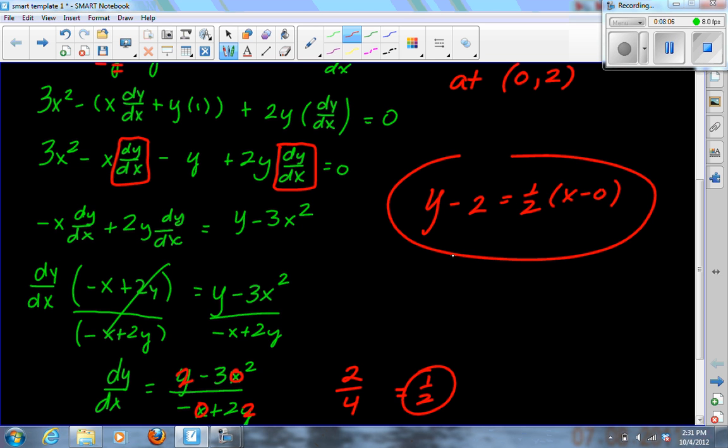And that's all for implicit differentiation. So the next video will be about how to find the second derivative with implicit differentiation.